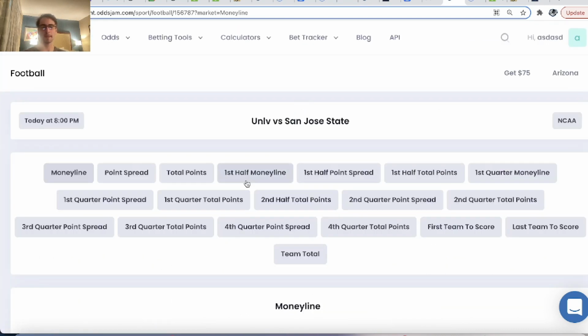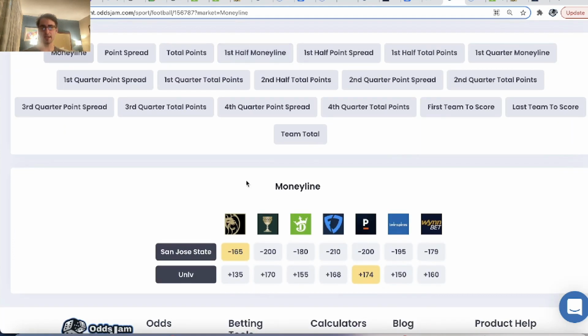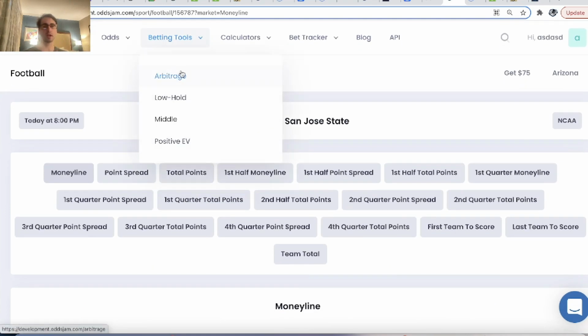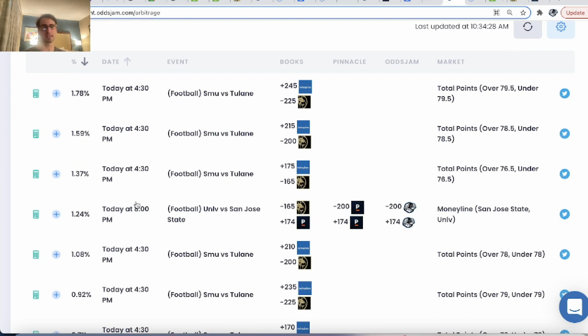This line has been ripping towards San Jose State, actually, and we can still pick up minus 165 on BetMGM Sportsbook. So if we just click into this, you can see Caesars has minus 200, DraftKings minus 180, FanDuel's minus 210, so this is an arb. This is an arb, right? Pinnacle's minus 200, plus 174. So whenever arbitrage exists, we've said this multiple times, but there has to be a profitable betting opportunity. There's no such thing as free money, especially in sports betting.